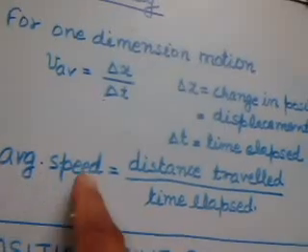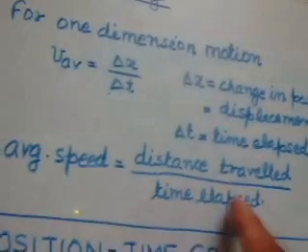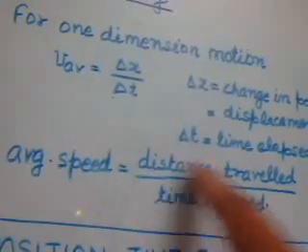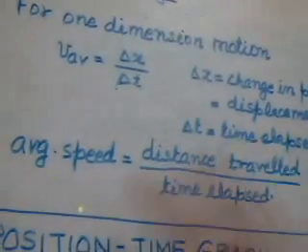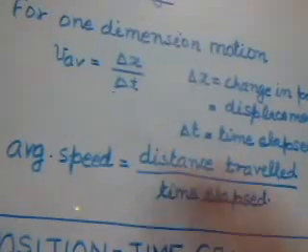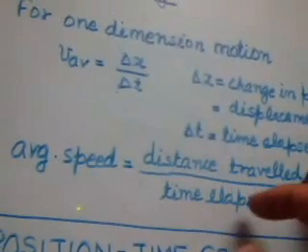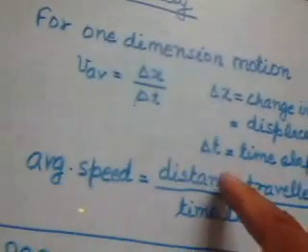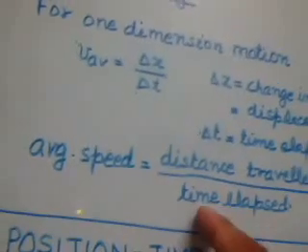And average speed is total distance traveled divided by time elapsed. In velocity, the numerator was change in position. In average speed it is distance traveled. If we take displacement, it is average velocity. If we take distance, it is average speed. Time is a scalar quantity.